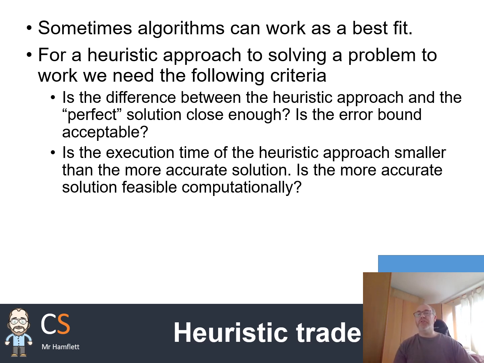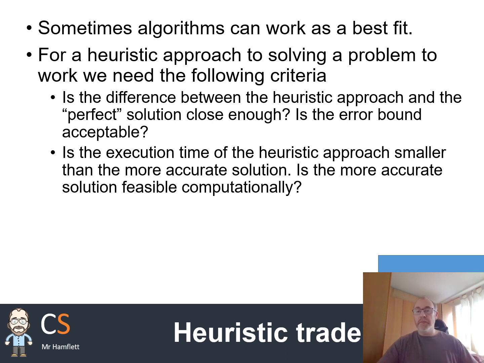For a heuristic approach to work to solve a problem, we need the following criteria. Is the difference between the heuristic and the perfect solution close enough? Coming back to the voice assistant as an example, we don't want a situation where we say something and it just doesn't understand us at all. It must understand us enough, maybe 90% of the time, for it to be usable. If it was only working at 10%, then we wouldn't be able to use it, and the heuristic model we're using would not be suitable.